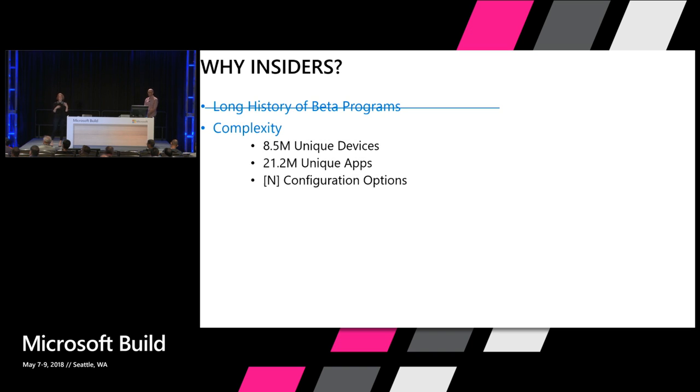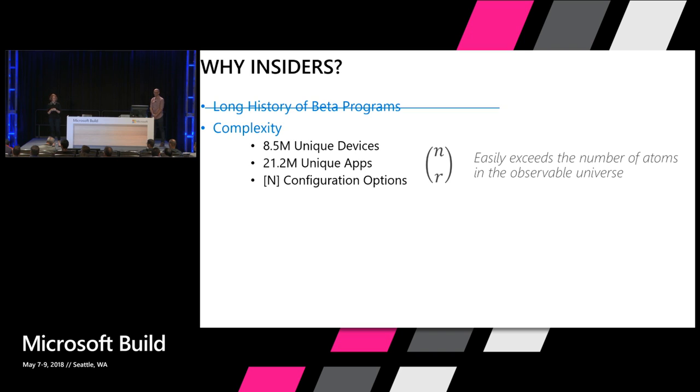The first is complexity. Windows has 8.5 million unique devices out there, 21 million unique apps. So even with one configuration option, you easily exceed the number of atoms in the observable universe, the number of things that you need to test through. Now, that clusters, so it's not actually as large as that makes it sound, but it's a large set of complex configurations and unique clusters that we would lose visibility to if we were just doing automated lab testing. Automated lab testing is never going to catch that level of diversity in the ecosystem. So Insiders is critical for finding clusters that we never knew existed.